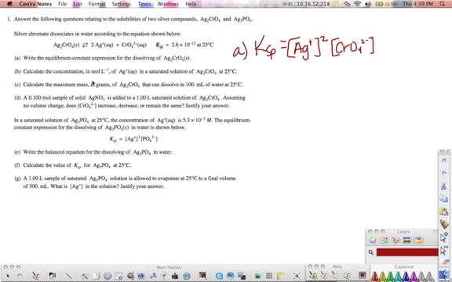B, calculate the concentration of the silver ion in a saturated solution of silver chromate. So the way that you do this, we know the value of Ksp. We know that as silver chromate ionizes, you're going to get, let's say we set up a RICE table. So B.